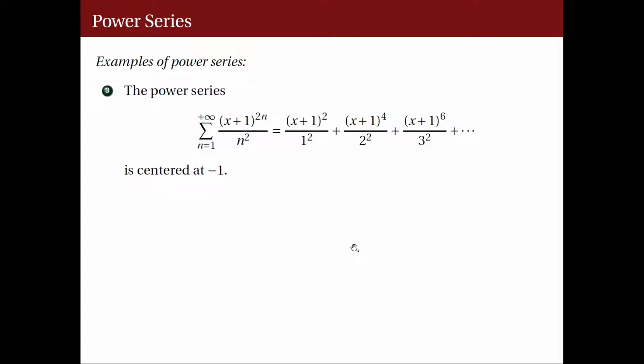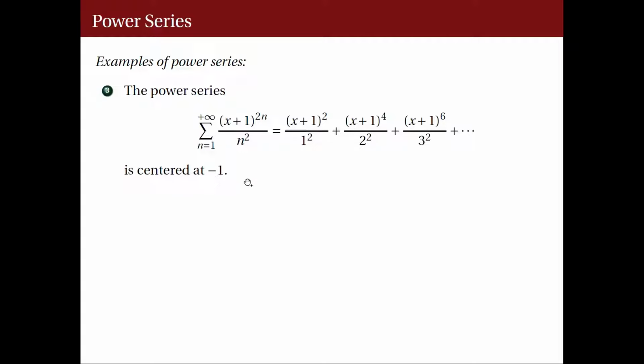For our third example, we have the power series sum of (x plus 1) to the 2n over n squared, n equals 1 to positive infinity, which is equal to (x plus 1) squared over 1 squared plus (x plus 1) to the 4th over 2 squared plus (x plus 1) to the 6th over 3 squared and so on. Clearly, this power series is centered at -1.